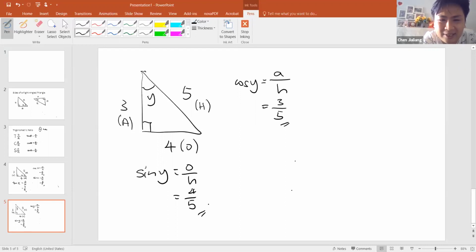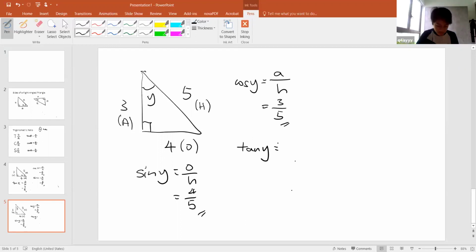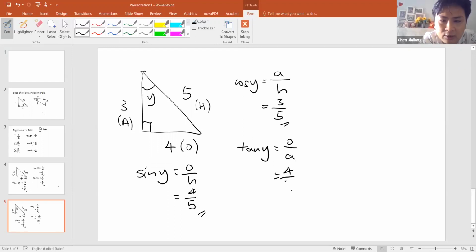Then the last one, tangent y. What's the formula? 4/3. Excellent. O over A, which is 4/3. Now you look at all the 3 numbers. Which one has a ratio more than 1? 4/3, which is tangent. So only tangent can have a trigo ratio that is more than 1. For sine and cosine, it's impossible to have a trigo ratio that is more than 1.